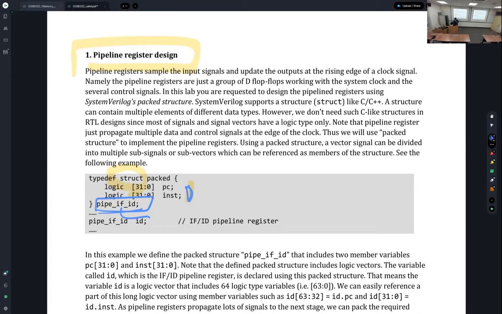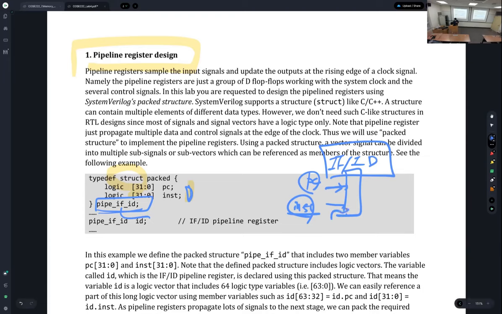If you see the instruction fetch and ID pipeline register, you can find that the PC, program counter, is sampled. Also, the instruction is an output from the instruction memory, and this instruction is also propagated to the next stage. In this pipeline register, the program counter and instruction are propagated to the next stage, right? These signals are sampled by the instruction fetch and ID pipeline register. You can find the member variables here, the PC and the inst.